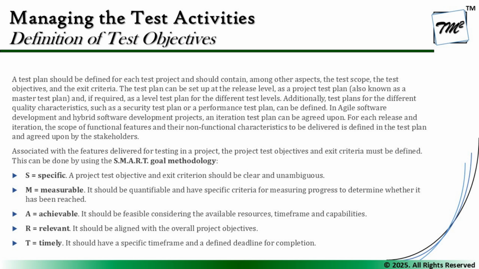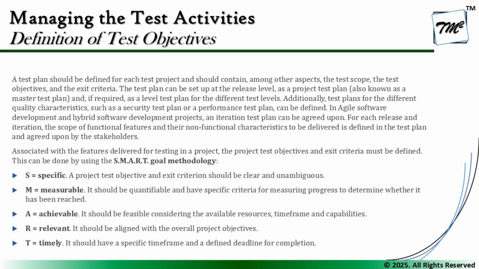So, associated with the features delivered for testing in a project, the project test objective and exit criteria must be well defined. This can be done by using SMART goal methodology. Now, SMART goal methodology is basically a short form of the detailed explanation of what it takes to build a better objective and exit criteria. Okay, so here S stands for specific, M for measurable, A for achievable, R for relevant, and T for timely.